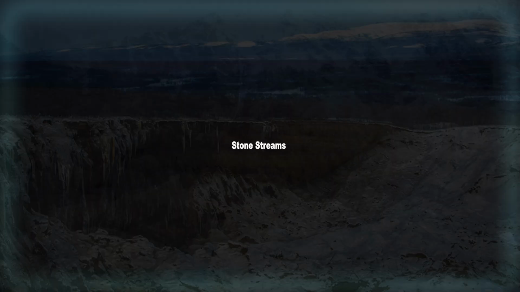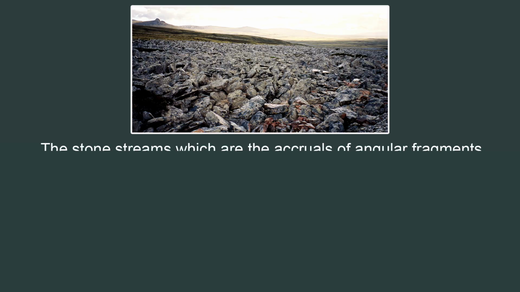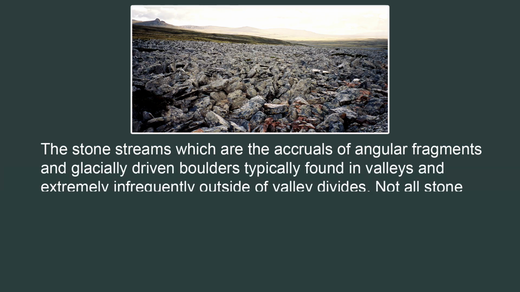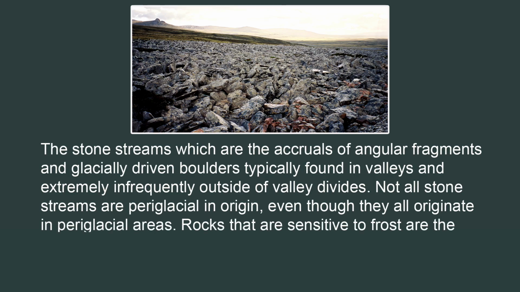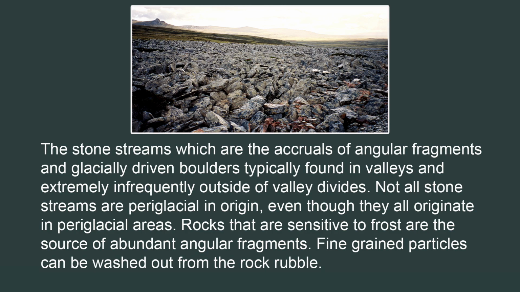Stone streams. The stone streams, which are the accruals of angular fragments and glacially driven boulders, are typically found in valleys and extremely infrequently outside of valley divides. Not all stone streams are periglacial in origin, even though they all originate in periglacial areas. Rocks that are sensitive to frost are the source of abundant angular fragments. Fine-grained particles can be washed out from the rock rubble.